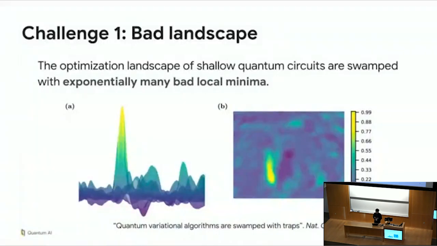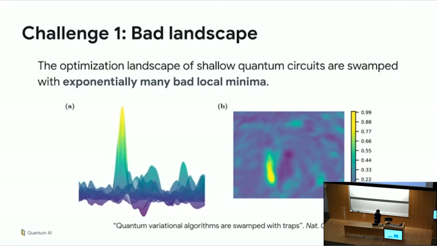The first challenge is related to optimization landscape. When the cost function is not global, like a local cost function, it's well known that shallow quantum circuits don't have barren plateau. But this very nice work, "Quantum variational algorithms are swamped with traps," provides various theoretical analysis as well as numerical experiments showcasing that even though there's no barren plateau, the optimization landscape of shallow quantum circuits is swamped with exponentially many bad local minima. Essentially, the landscape is very bad, and there is a lot of frustration inside of it, and hence it's very hard to train them.